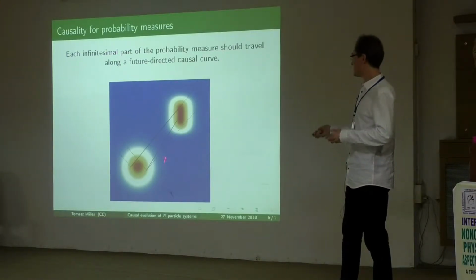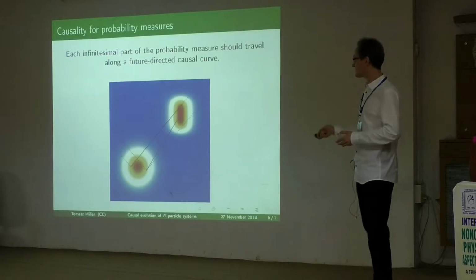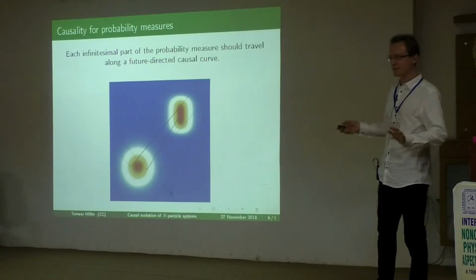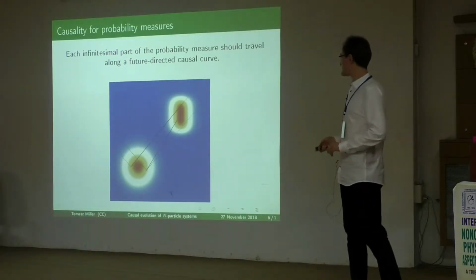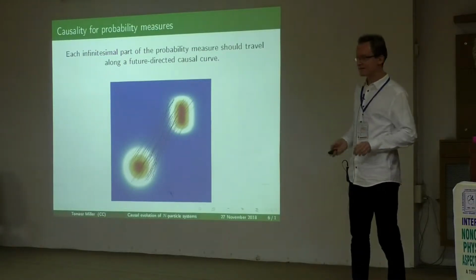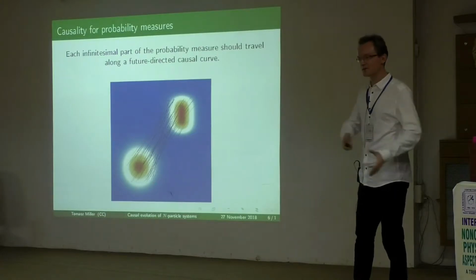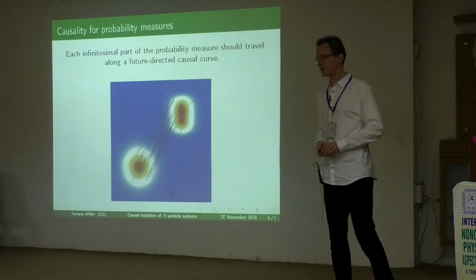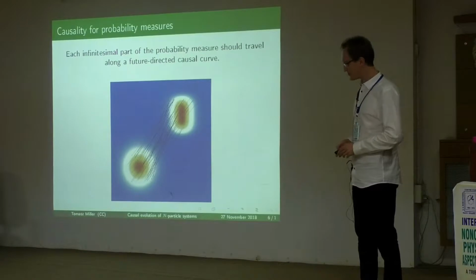So, here are two examples of causal curves presented. Of course, they need not be geodesics. These are geodesics, but we don't have to specify them. We don't have to require them to be geodesics. So the picture is more like this, that the entire measure here is transported along some family of causal curves and becomes the measure nu.